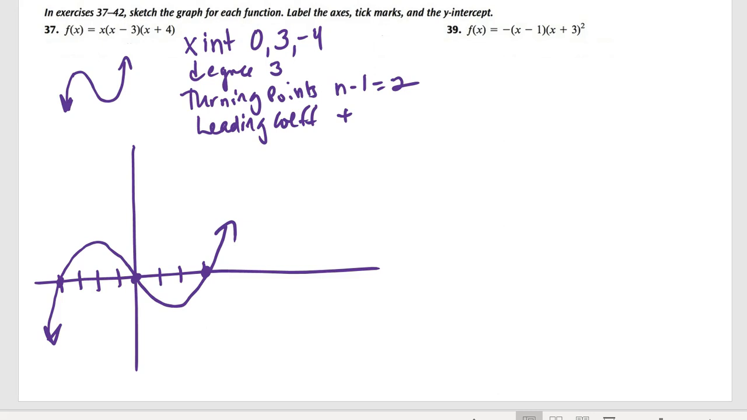Let's look at 39. Same idea. Now this one's going to have a degree of 3. I know that because I have a coefficient of 2 here and an exponent of 2 here and an exponent of 1 here. So it's degree 3. And I know that my end behavior will be, since I have a negative here, I'm going to now instead have the left be up and the right be down. Okay? I know my zeros are going to be at 1 and -3. Okay? So let's put this in here.